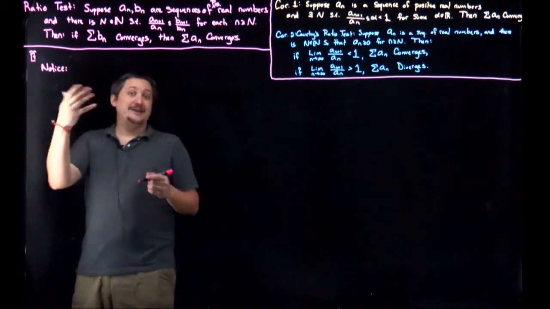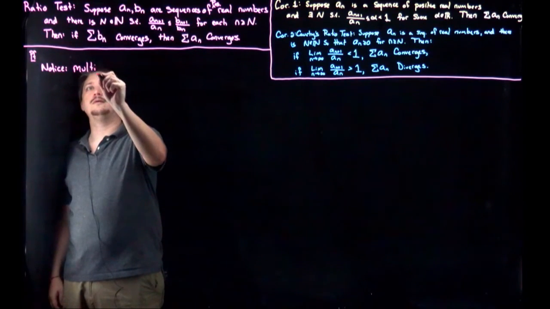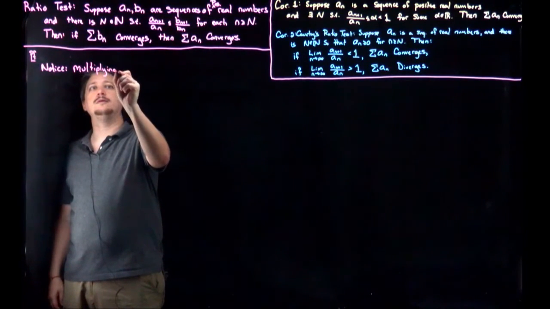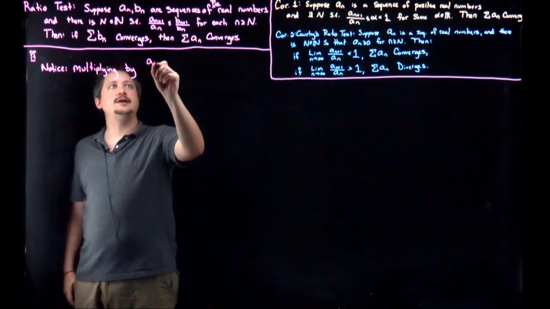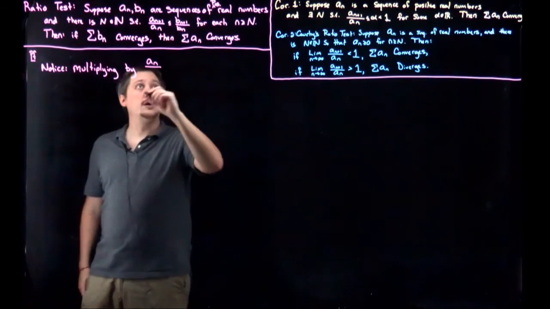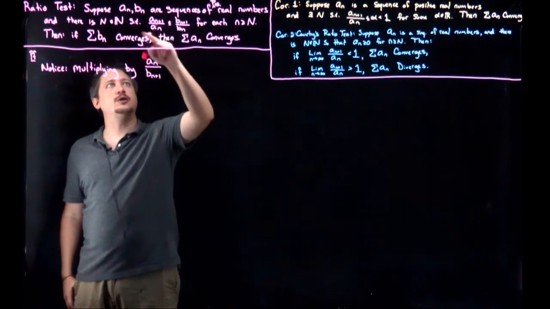So again, notice multiplying by a_n over b_n, n plus 1, on this inequality here.